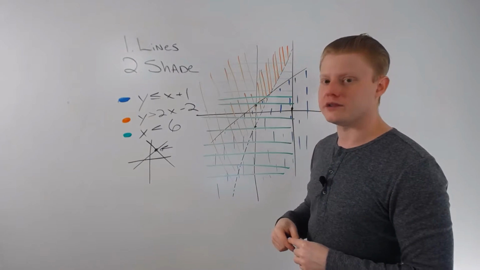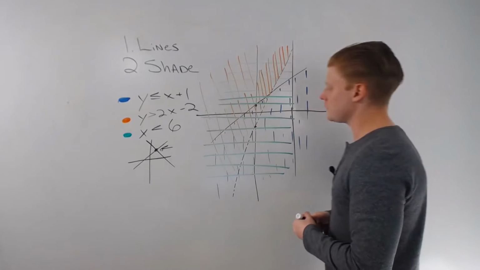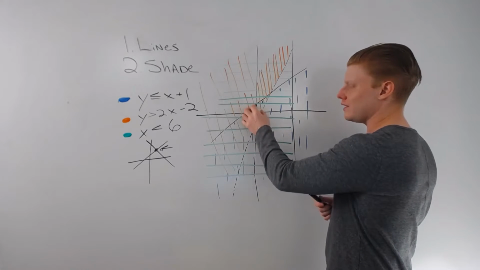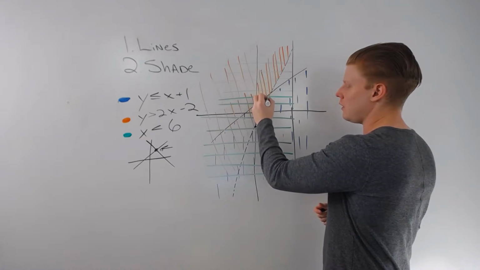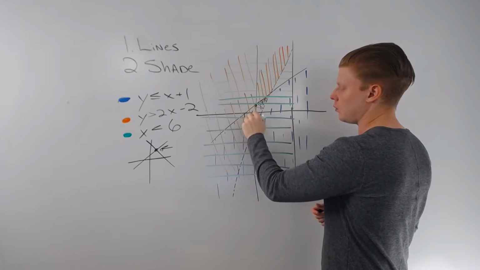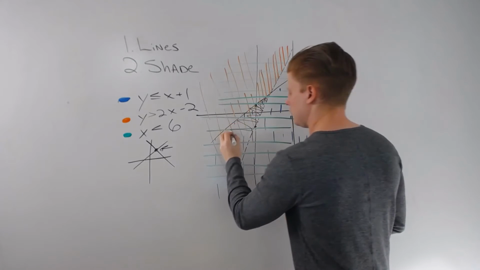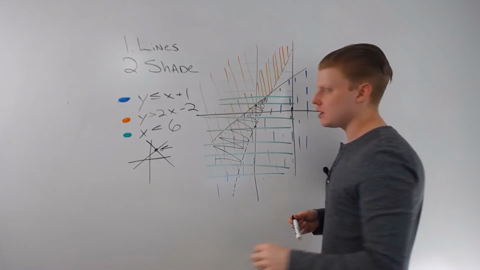But with inequalities, I have a solution set, just like I would with an individual inequality. Where's that solution set? Well, when the solution sets of each individual inequality intersect. So it would be here. I've got blue, I've got orange, and I've got green. So this would be our solution set. Nothing else would be shaded.